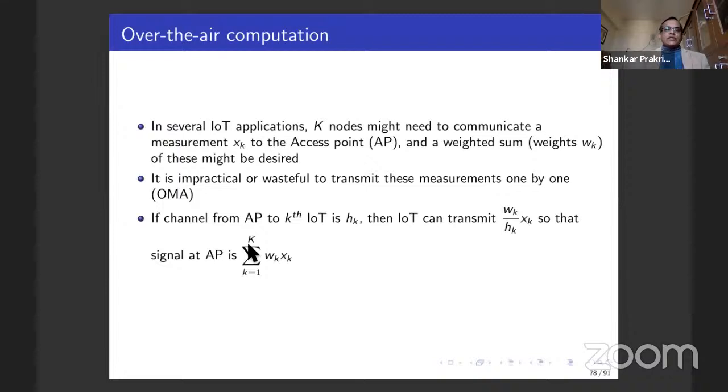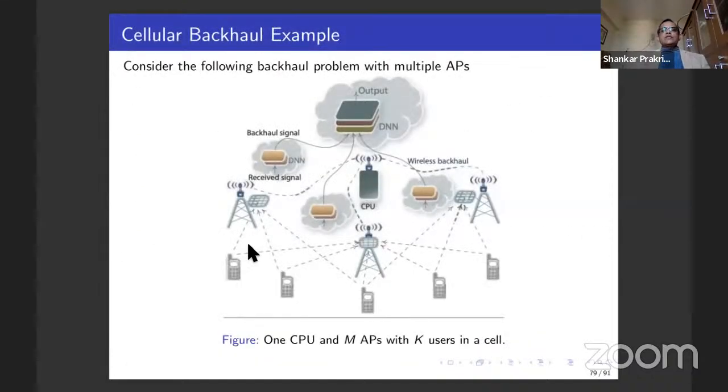So the advantage of this is that computation is done in the air. The second advantage is that you are using only one channel resource, one resource block, in order to transmit from all the sensors at the same time, right? There's a lot of work on this, and we're going to exploit this in cellular communication.